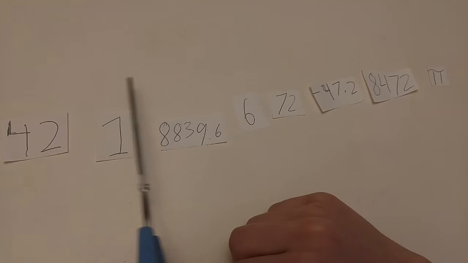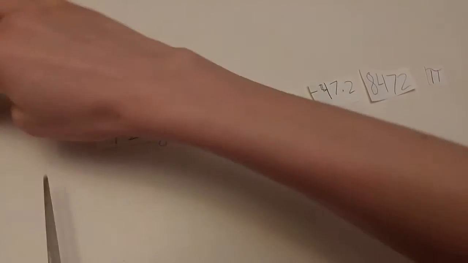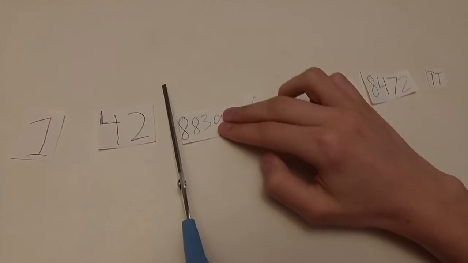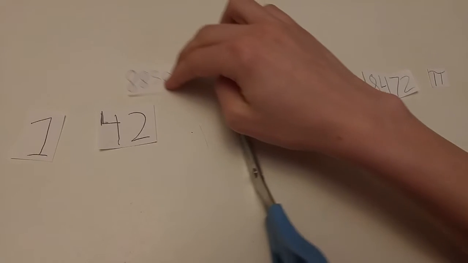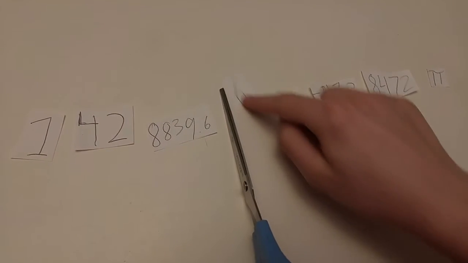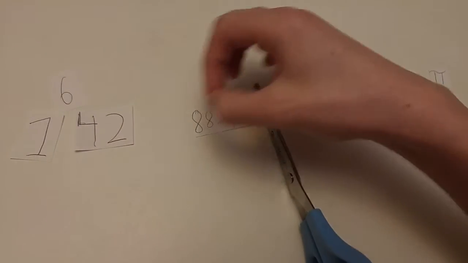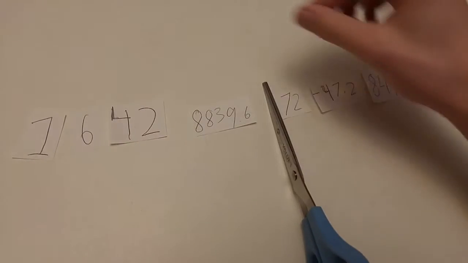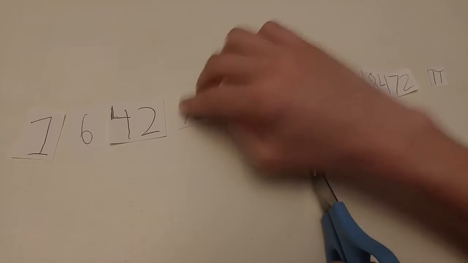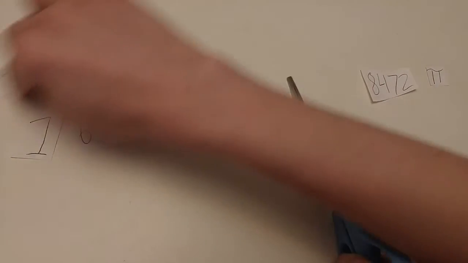Now, we're gonna take one and move it to the left and declare this sorted. And now what we're gonna do is we're gonna take this, compare it to 42, it's bigger than 42, so it goes here. And then take this, compare it to that, it's smaller, compare it to that, it's smaller. Oh, wait, it's bigger than 1, so we do everything. And then 72, smaller than that, but bigger than 42. And then negative 47.2, smaller, smaller, smaller, smaller, smaller.